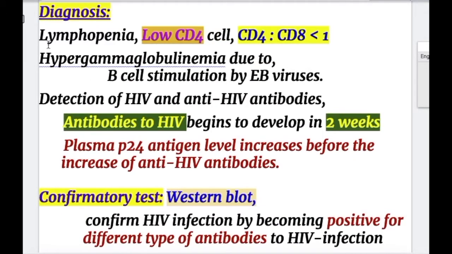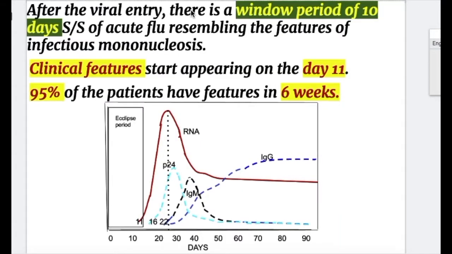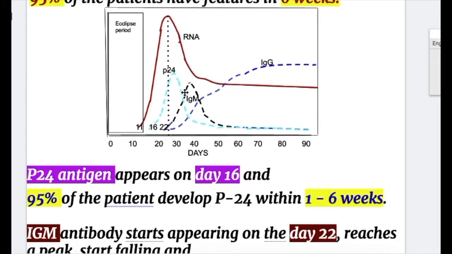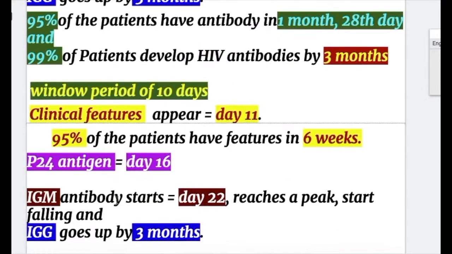Now, the diagnosis of HIV infection or AIDS. After the viral entry, there is a window period of 10 days. Signs and symptoms resemble the features of infectious mononucleosis. Clinical features start appearing on day 11, and then antigen P24 appears on day 16. Among immunoglobulins, first IgM starts appearing on day 22, and then IgG starts going up and maintains a peak in 3 months. So 95% of the patients have antibody in 1 month and 99% in 3 months.